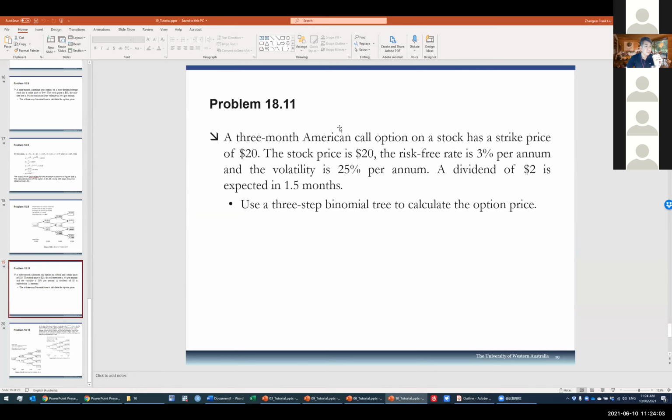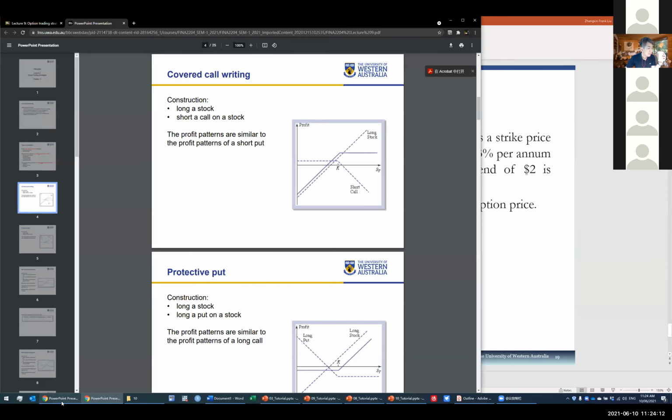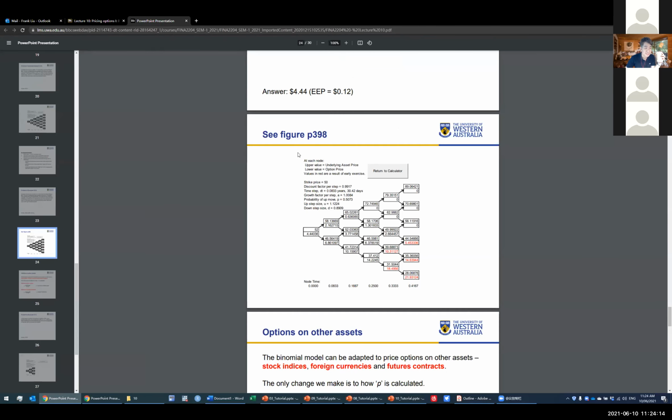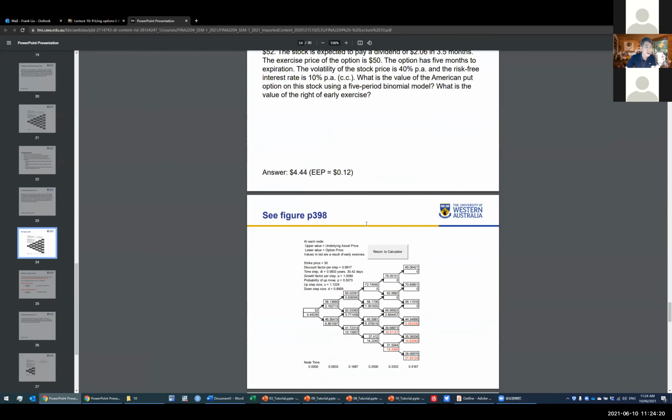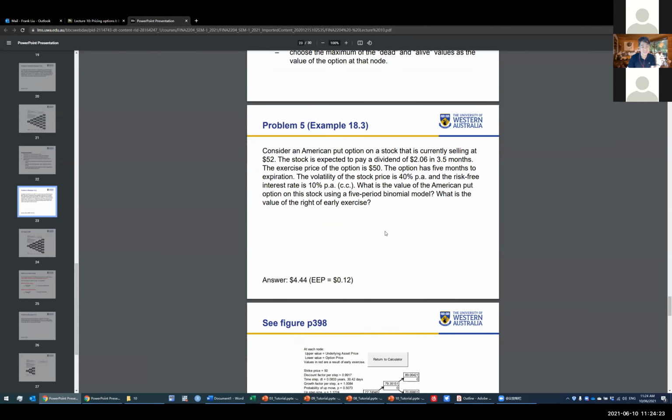So this is very much the same as 18.11. This one can be easily solved using the provided Excel spreadsheet, because if you are given that, it's just a click away, right? But it's important to understand how that is performed.